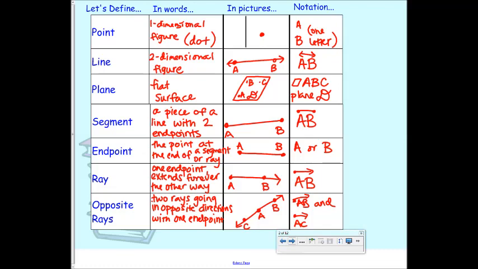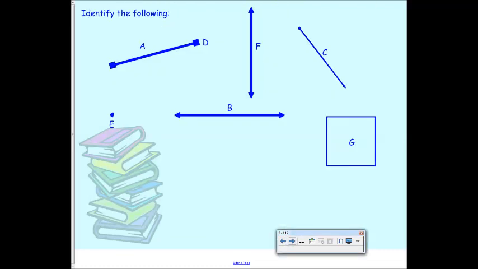Okay, so let's identify some of the following. So what do we have up here? Is there a point up here? Yes. What is it? E. So E is a point. Good. Okay, is there a line up here? Which one is a line? B or F. Okay, B or F. So this is a line and this is a line, which means either of these could technically also be what? Opposite rays. So they could also be opposite rays.